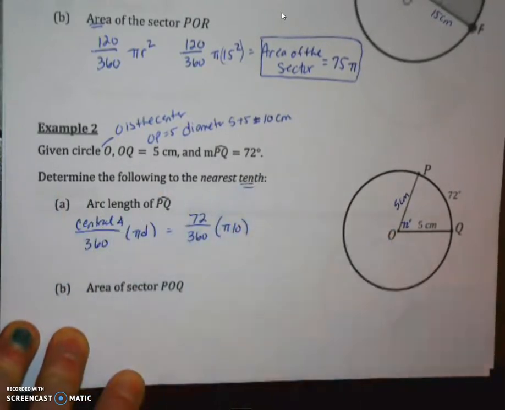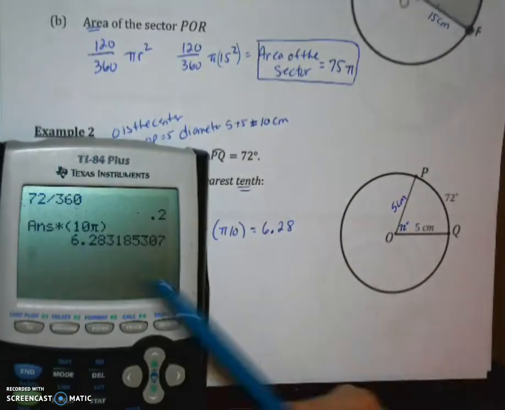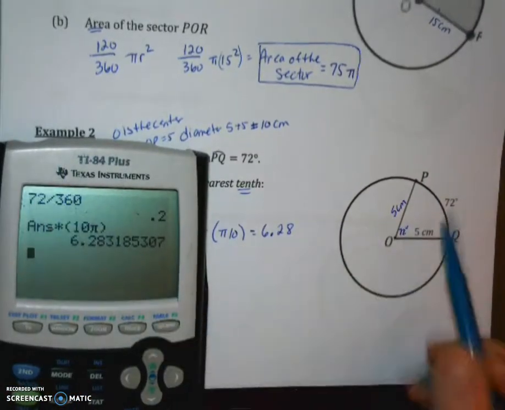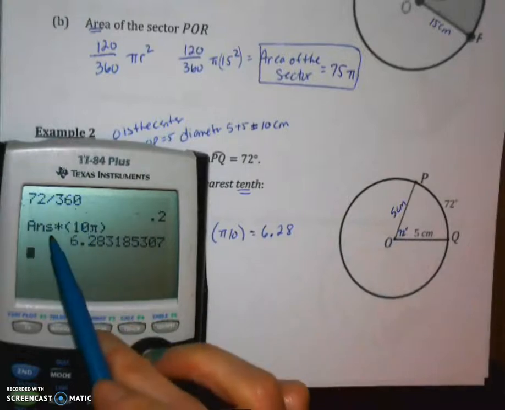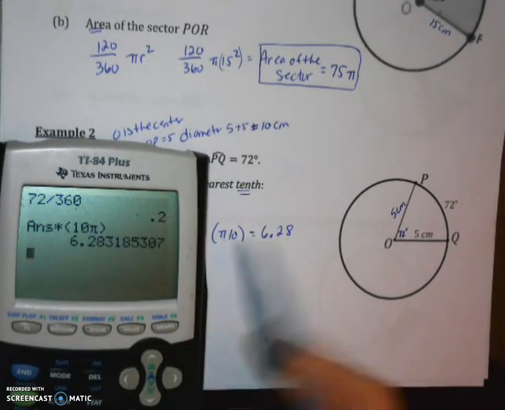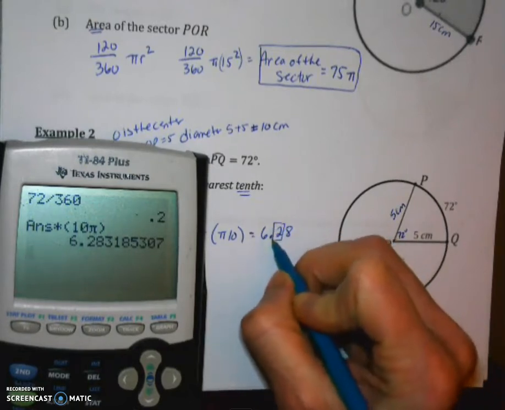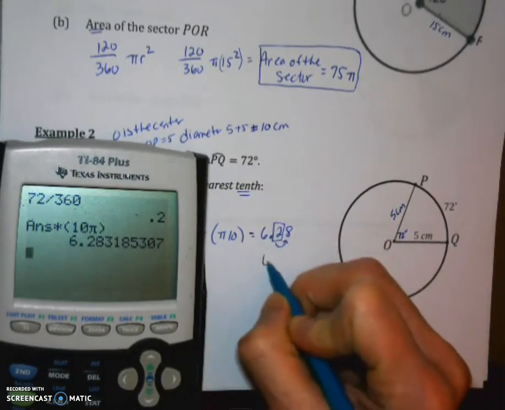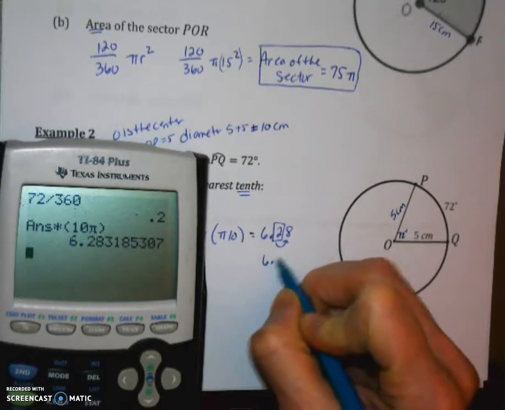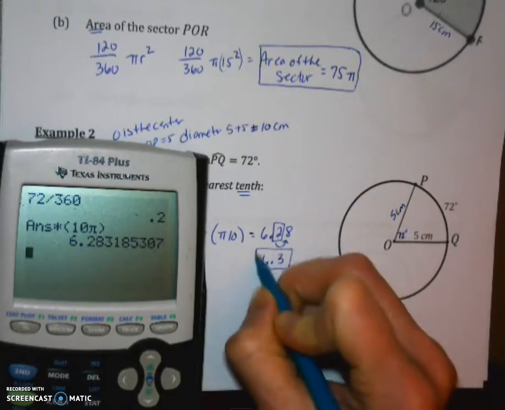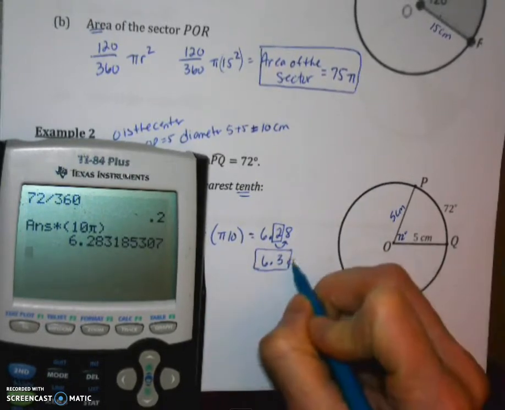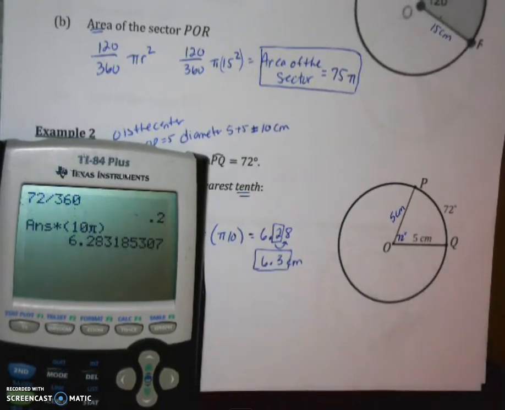So this time we're actually going to put pi into our calculator. Here in the calculator, I did 72, the central angle, divided by 360, and I multiplied that answer times 10 pi, the circumference. It came out to be 6.28. We're rounding to the tenth place, so we look at the next number, and since it's 5 or more, that 2 becomes a 3. So 6.3, and if you like to use unit of measures, it's centimeters.